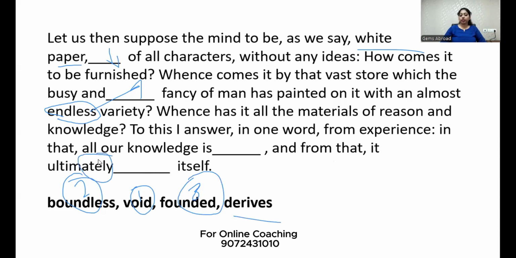Ultimately is an adverb. Next to the adverb, a verb comes. So derives is a verb. So the last option will be derives. Here, founded. All our knowledge. To this I answer in one word: from experience. All our knowledge is founded, and from that, it ultimately derives itself.